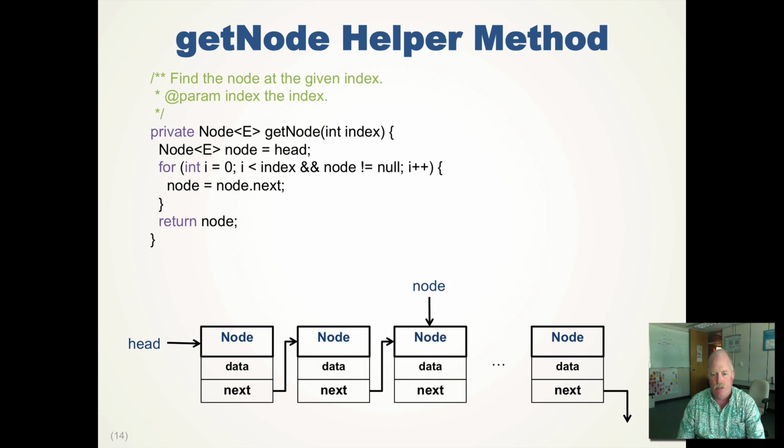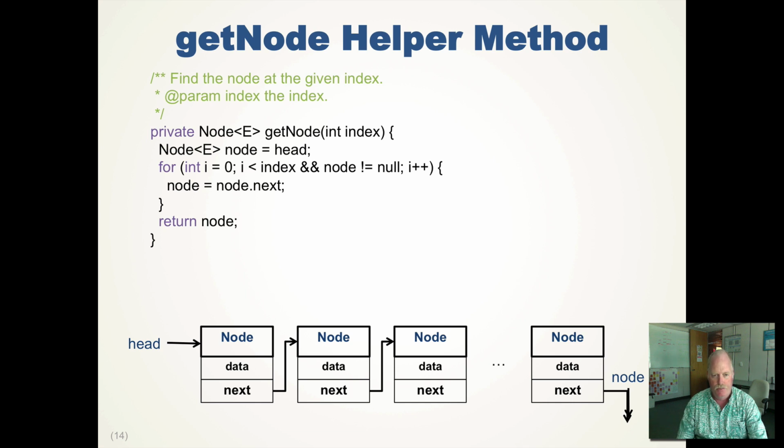If it's 2, we would return this node. If it's the size of the array, we would return this node. But if index is greater than size, node would move to next, which is null. The loop stops, we return null, just indicating that we've fallen off the end of the list.